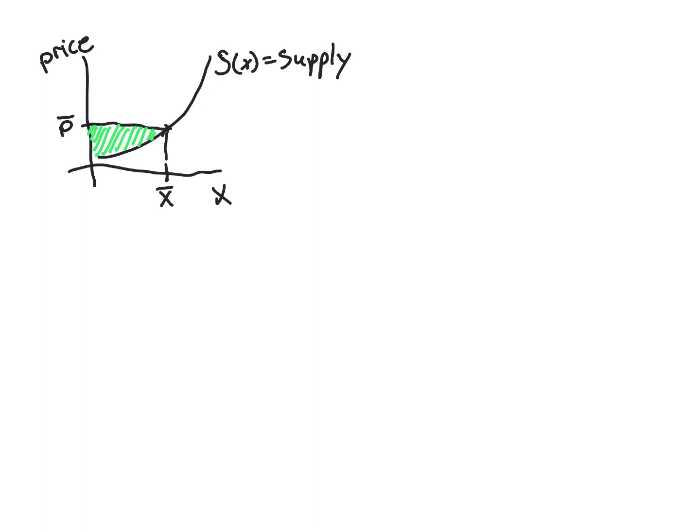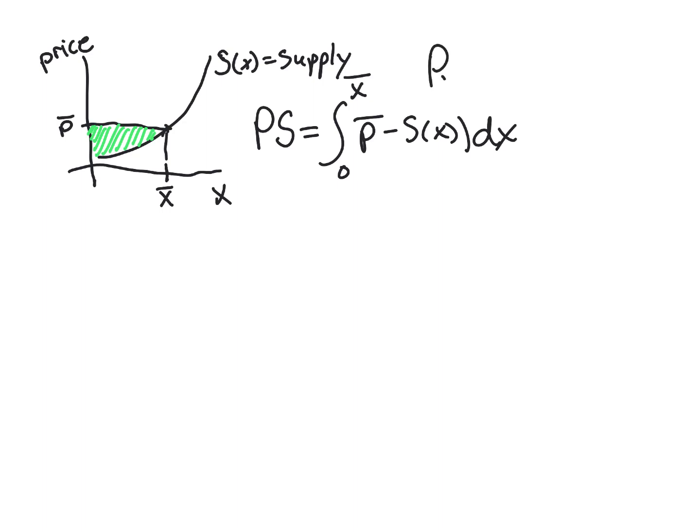And we know how to find area between curves. It's the integral from the beginning to the end of the top minus the bottom. And that is the producer's surplus. It's just the area between the two curves.